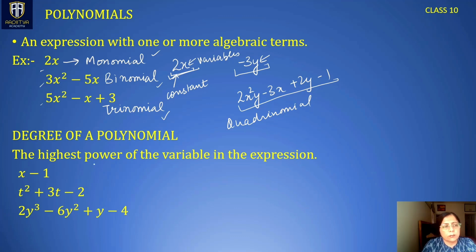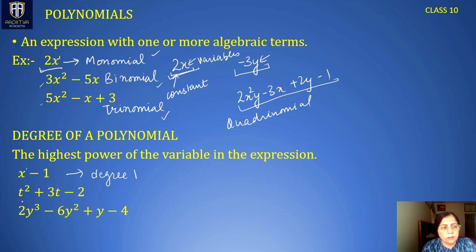Now, next we come to the degree of a polynomial. What is the degree of a polynomial? The highest power of the variable in the expression. Highest power means, like in this expression, we have only one variable and the highest power present is 1. If nothing is written in the power, it means 1. So the highest power is x to the power 1, so the degree is 1, right? So the degree of a polynomial is the highest power. We have to look for the highest power in the expression.